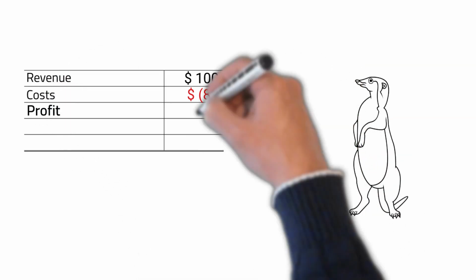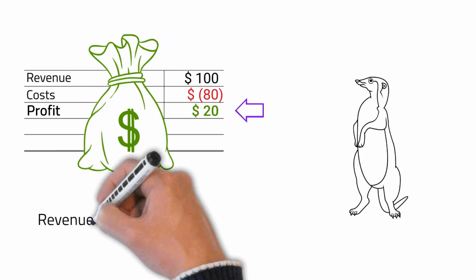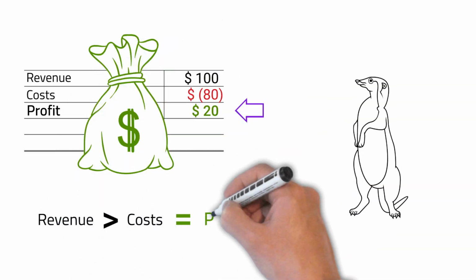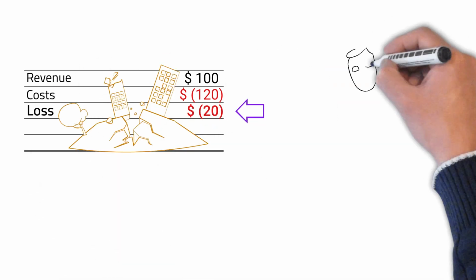The difference between revenue and costs results in profits. If revenue is higher than costs, you generate profits. If the costs are higher than revenue, the business will generate losses.